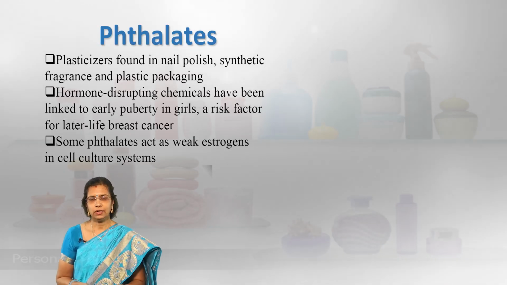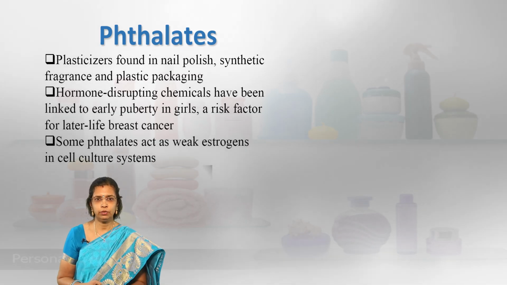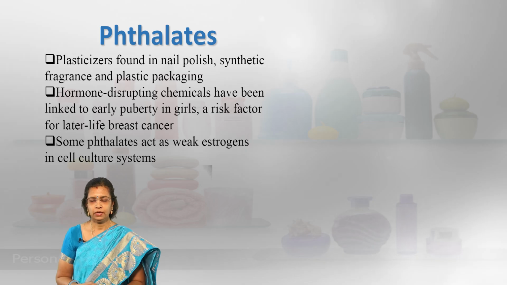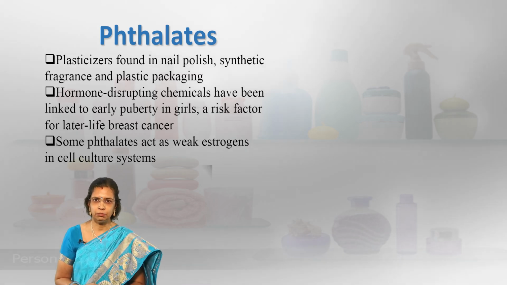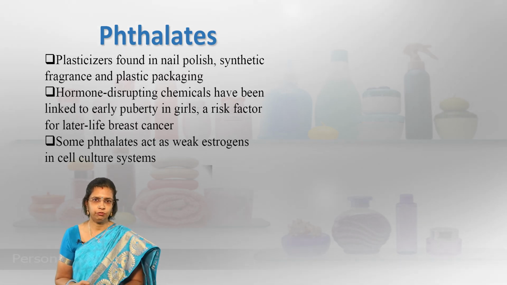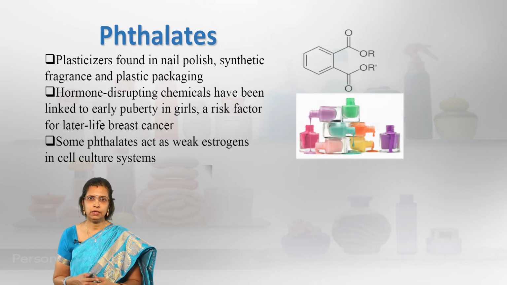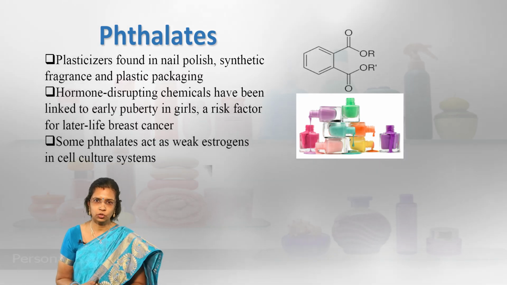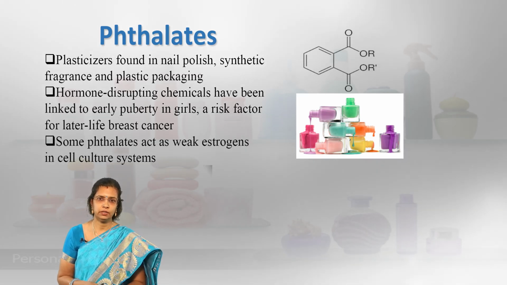Phthalates. These are plasticizers, and they are found in the nail polish, in synthetic fragrance and the plastic packaging. They are also hormone disrupting chemicals, and they have been linked to early puberty in girls, which is a risk factor for later life breast cancer. So, this is the structure of the phthalate that you can see, and some of the phthalates can also act as weak estrogens in the cell culture systems.